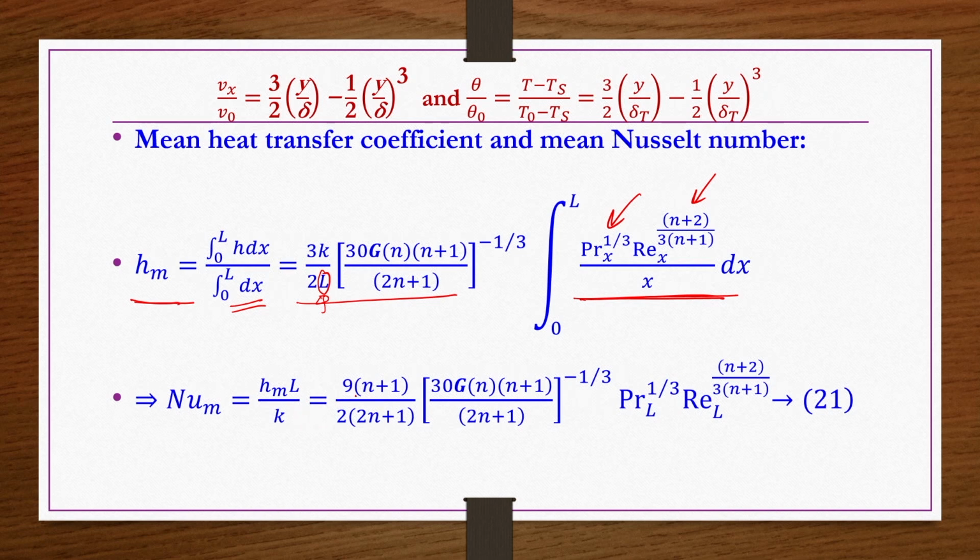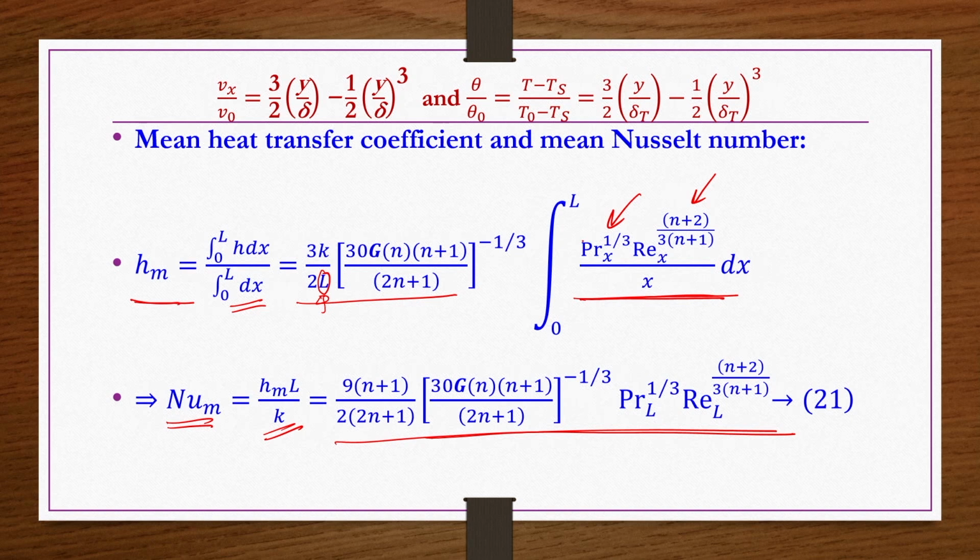whatever the 9 k by 9 k n plus 1 by 2 L and 2 n plus 1, and all this you get. So, that equation you rearrange, Hm, that k by L you take to the left hand side. So, Hm L by k, if you write, you get NUM. So, that is nothing but this one.